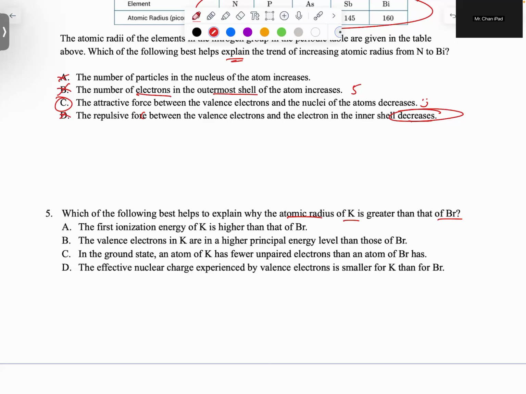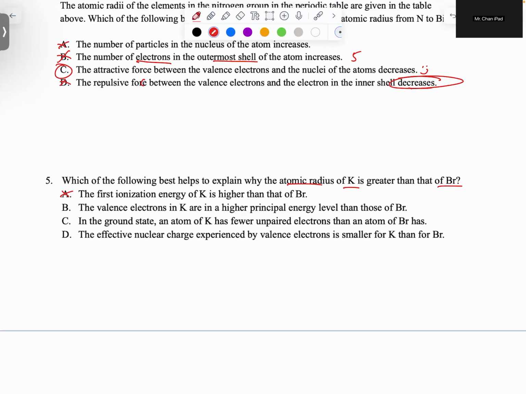And by the way, A is not even a factual statement. The first ionization energy is higher in bromine than potassium. Ionization energy is the energy required to remove an electron. The first ionization energy is the energy required to remove the first electron. Because the attraction becomes stronger to the right within a period, stronger means it's going to get closer. With stronger attraction, it's going to be harder to remove the electron. So that's why A is not the correct choice.